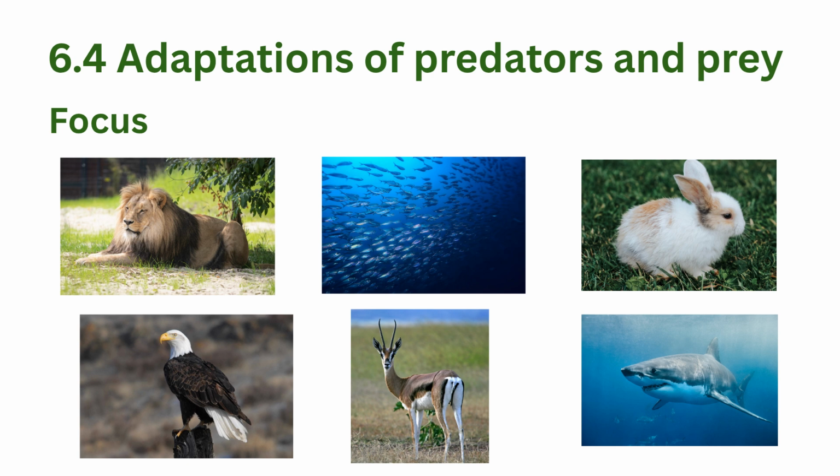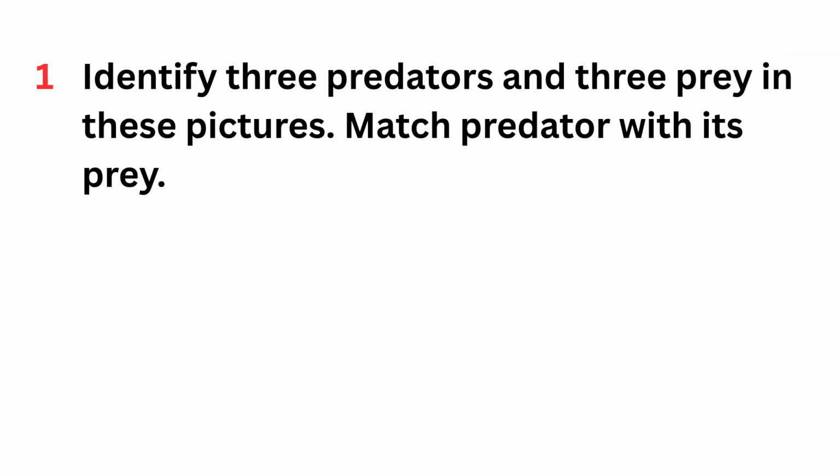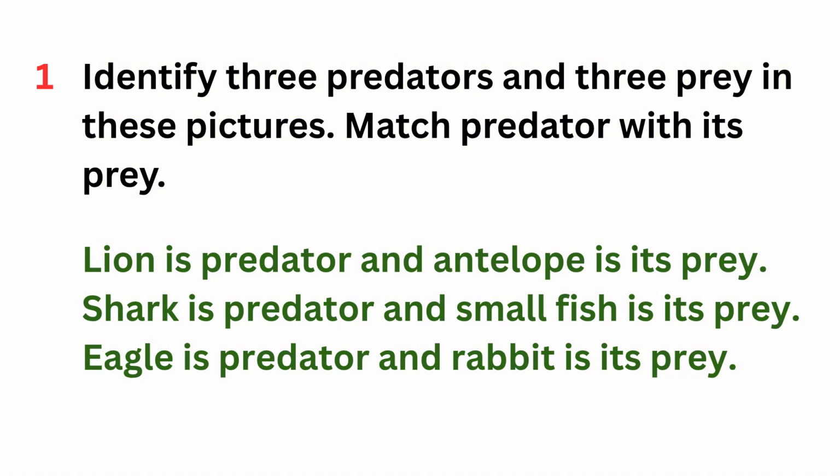6.4 Adaptations for predators and prey. Focus. Question number 1. Identify 3 predators and 3 prey in these pictures. Match predator with its prey. Lion is predator and antelope is prey. Shark is predator and small fish is prey. Eagle is predator and rabbit is its prey.